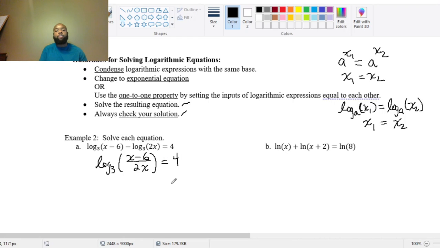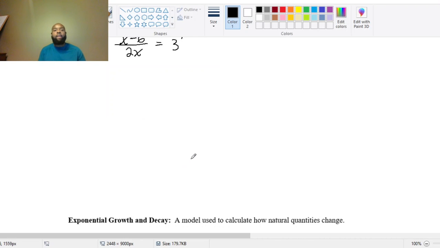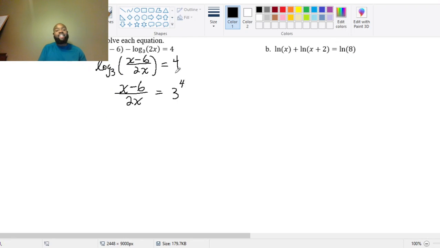And I get a logarithmic equation that looks like this. Now, for me to solve this equation, I'm going to have to rely on converting it to an exponential equation, right? I can take my base and raise it to the exponent, which is 3 to the 4th, and it should equal what I'm taking my logarithm of, right? So I have (x minus 6) over 2x equals 3 to the 4th power. Now, 3 to the 4th power is 81. So I get (x minus 6) over 2x equals 81.